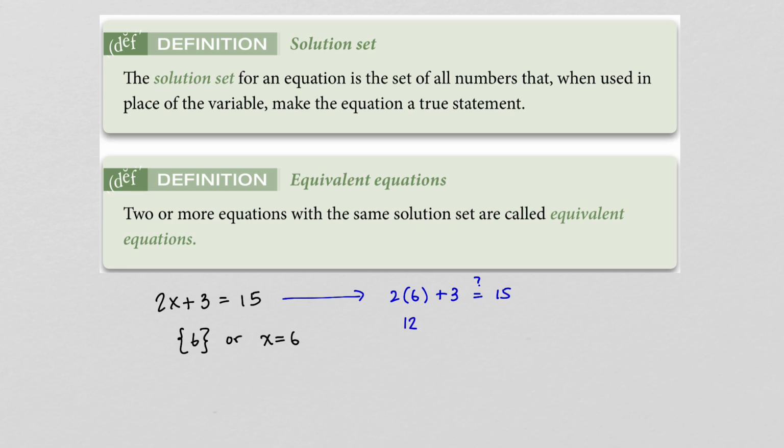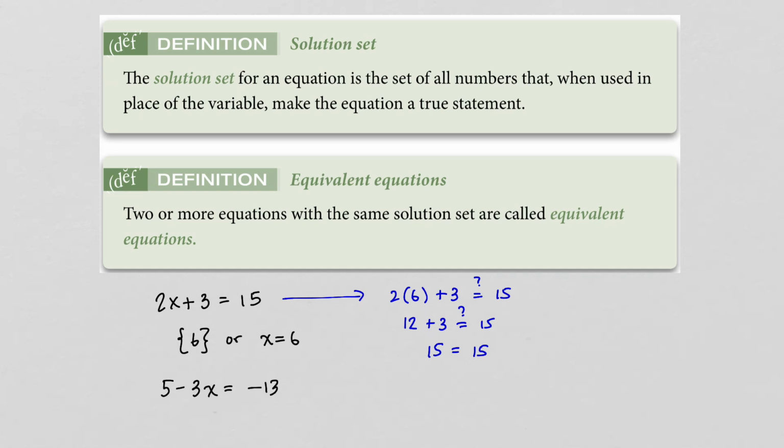2 times 6 is 12. And yes, it is true that 12 plus 3 is equal to 15. And so we end up with 15 is equal to 15. So 6 is the number, and in this case, it's the only number that makes this equation true.